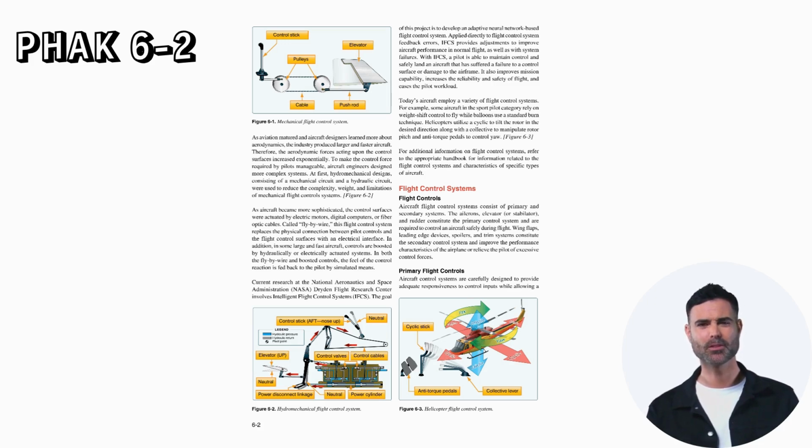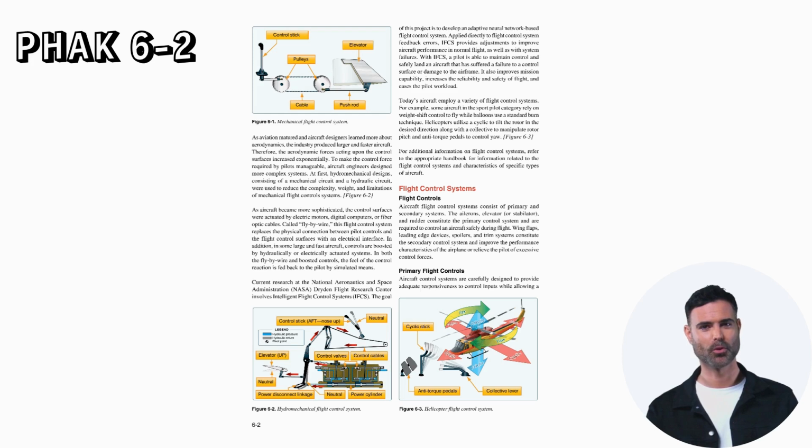Flight control systems. Flight controls. Aircraft flight control systems consist of primary and secondary systems. The ailerons, elevator or stabilator, and rudder constitute the primary control system and are required to control an aircraft safely during flight. Wing flaps, leading edge devices, spoilers, and trim systems constitute the secondary control system and improve the performance characteristics of the airplane or relieve the pilot of excessive control forces.